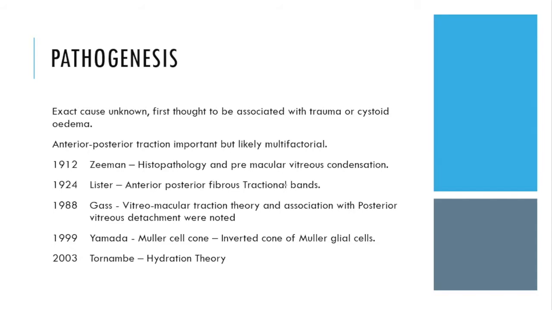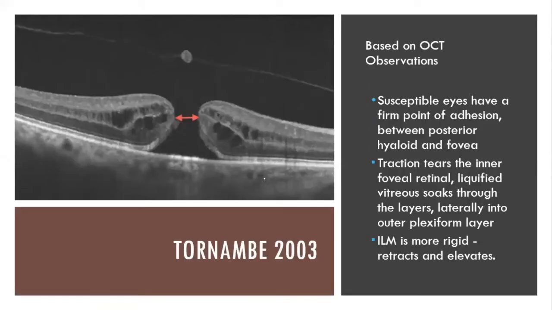Of course, you can get a macular hole when you have no vitreous. In post-operative patients, very, very rarely, however, patients that have been vitrectomized can still develop a macular hole. So the hydration theory goes some way to explain that. The idea is that you have a small amount of traction, which creates an amount of tear on the inner retina, and then hydration occurs from the liquefied vitreous or the liquid that's in the cavity that spreads through the plexiform layer, and the ILM is more rigid on top and therefore elevates.